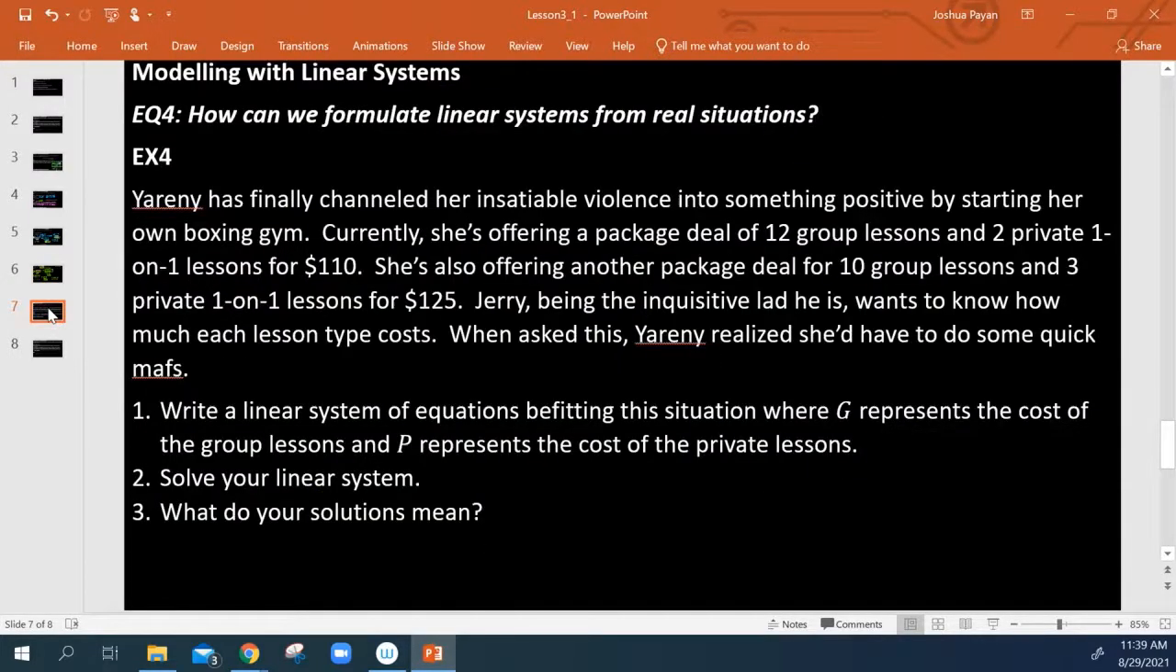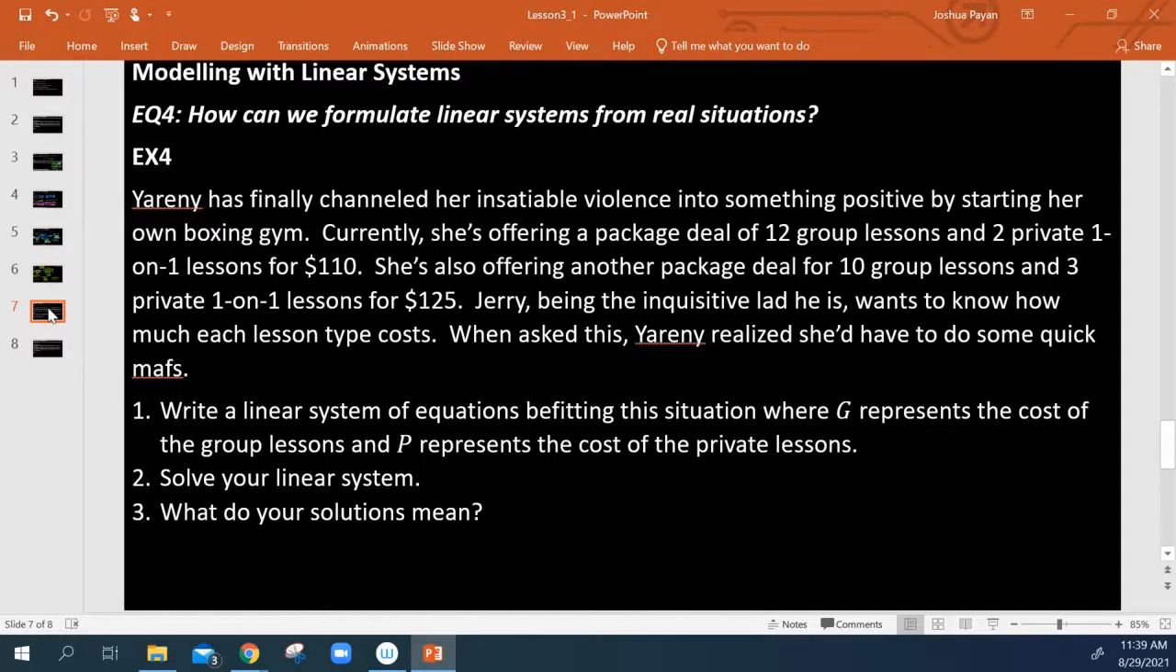So now we see a real world example. We've learned all kinds of methods to this, but now we're going to apply it to a real world example, sort of. Our real world example is going to involve Yareni, who's probably going to want to stab me after this because I'm probably saying her name wrong, but whatever.